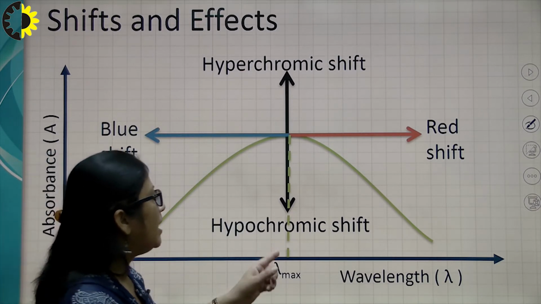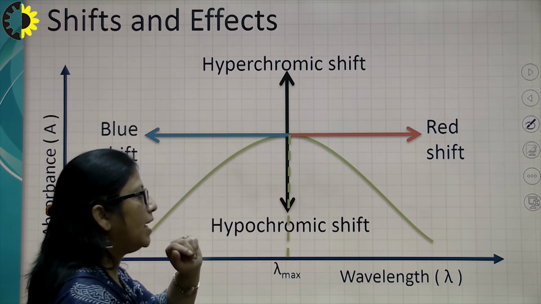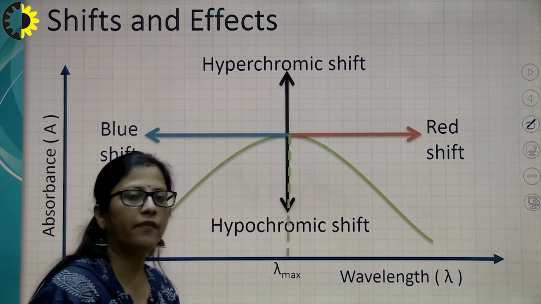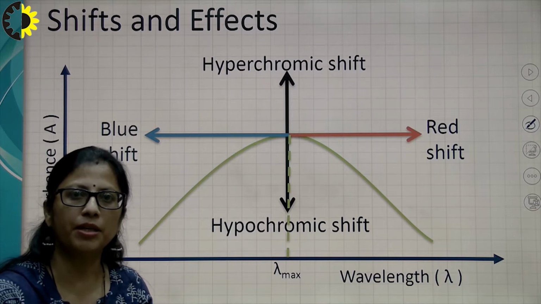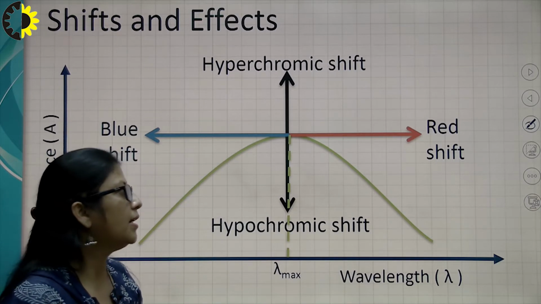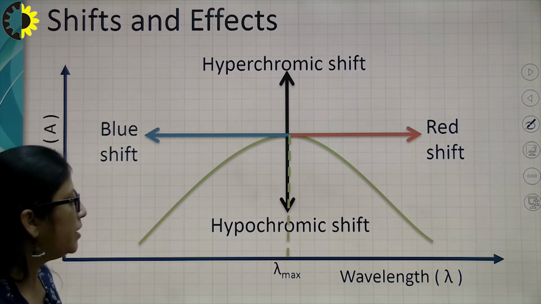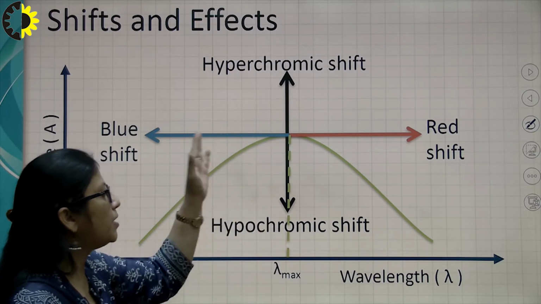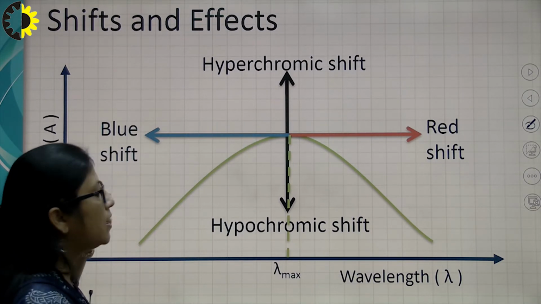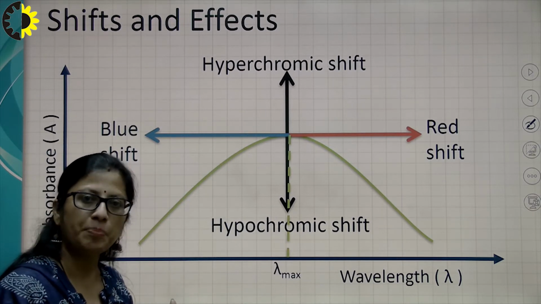Now if by any effect the value of this wavelength changes, then it can show the bathochromic shift or the red shift. It is towards the longer wavelength side, towards the red end of the spectrum. VIBGYOR, so towards red end, that is the longer wavelength side, so it is known as the red shift. Then if somehow the value of this lambda max shifts towards lower wavelength or the higher frequency side, then it is termed as hypsochromic shift or the blue shift, that is towards the blue end of the spectrum.